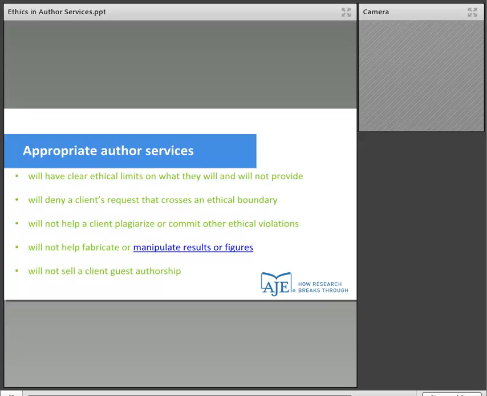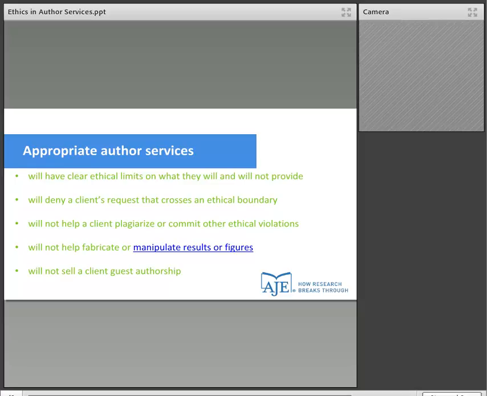So appropriate author services will have clear ethical limits on what they will or will not provide. They will deny a client's request that crosses an ethical boundary. And they will not help a client plagiarize or commit other ethical violations. So the company shouldn't offer to write content for you. If they do, that's a problem. If that's anywhere in the language on their site, don't go any further, because you may have difficulty publishing your work because that company may have been identified as a ghost author company.